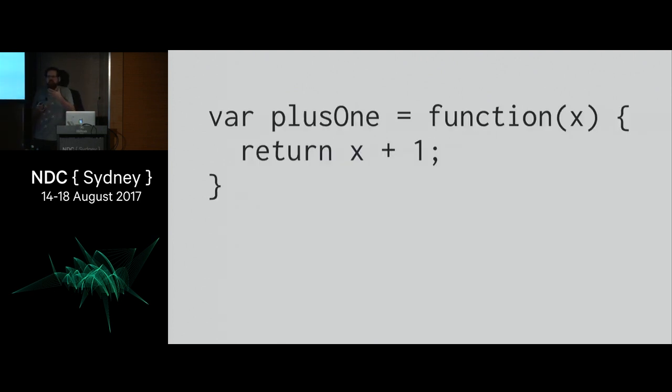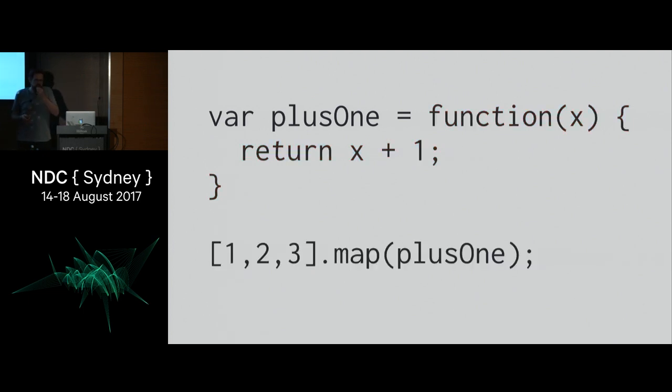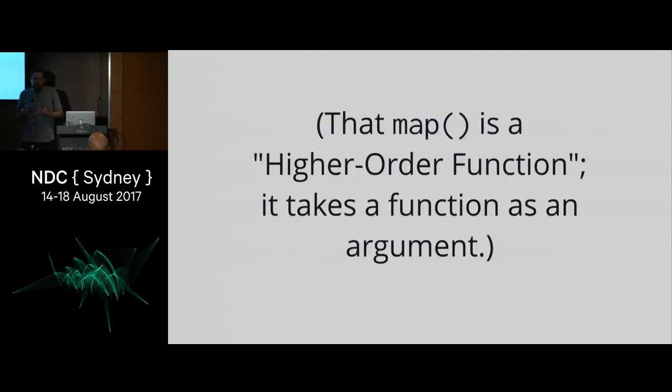Functions are also values, which gives rise to this sort of stuff. We've got a function value here, and we're going to assign it to a variable, and then we've got a list, and we're going to give this function to another function, map, like so. And so this map is known as a higher order function because it's a function that takes a function as an argument.